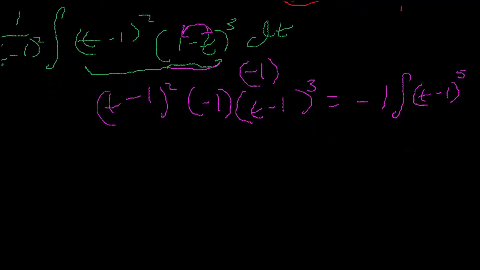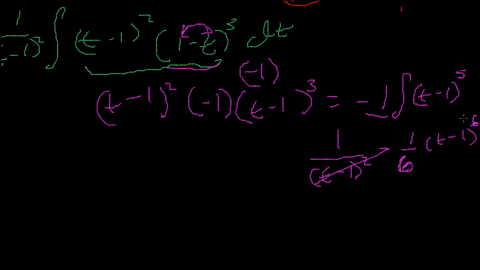Okay, and then we just do u substitution again. So we get negative 1 over 6, because of that minus 1, times (t minus 1) to the 6th power, divided by (t minus 1) squared, right? We can cancel that out: subtract 2 from 6, and we get 4. So we get y equals negative 1/6 times (t minus 1) to the fourth.